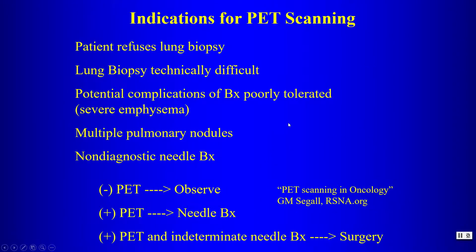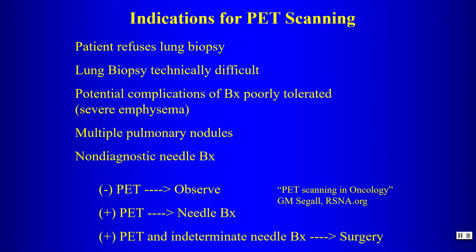Now the indications for PET scans, so these are not hard and fast. Here I have some recommendations from the literature for when you might do PET scans. So if the patient refuses biopsy, or if a biopsy would be very difficult or poorly tolerated. If there are multiple lung nodules, then which nodule would you go after?